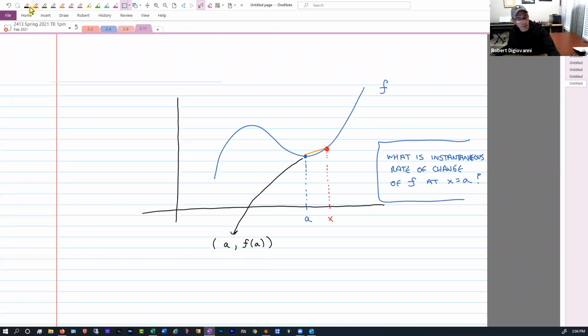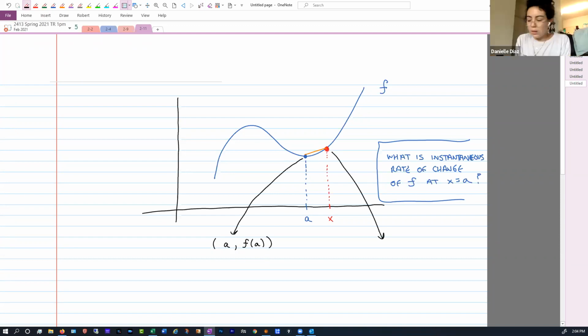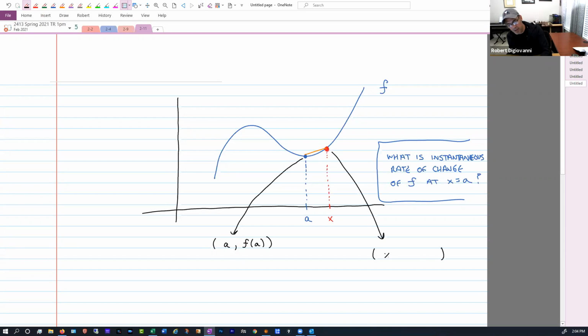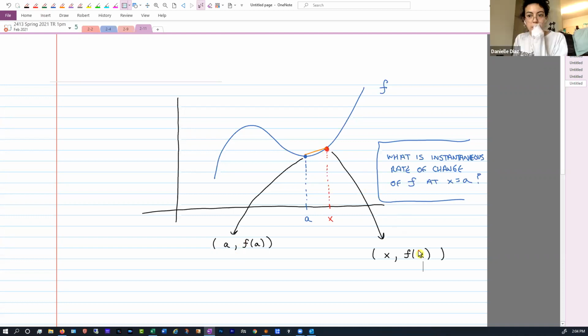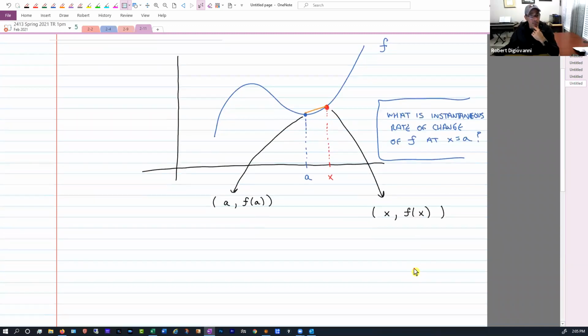How about this other point? Someone else want to tell me what that point would be? Wouldn't that be the same thing except with the x? Yeah, it's the same thing with the x. It's x and then f of x. The x coordinate is x, the y coordinate is whatever you get when you plug x into the function. Danielle, is there a question? Is it going to be like f of x minus f of a? That's our next step.